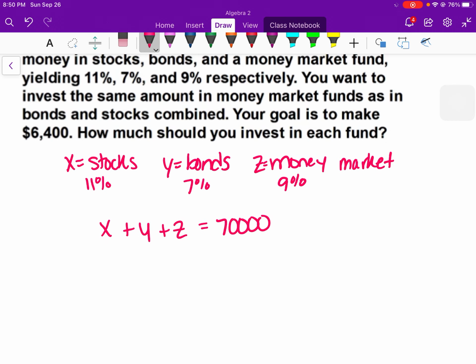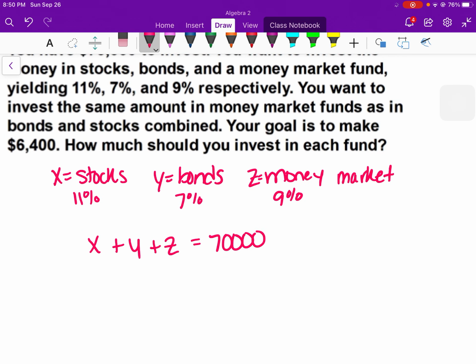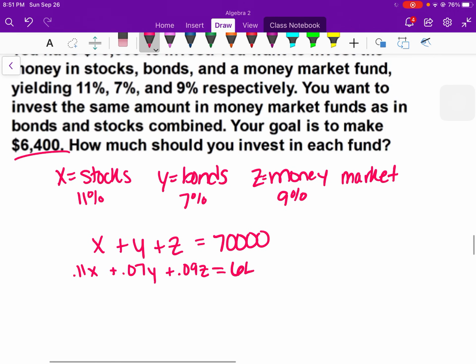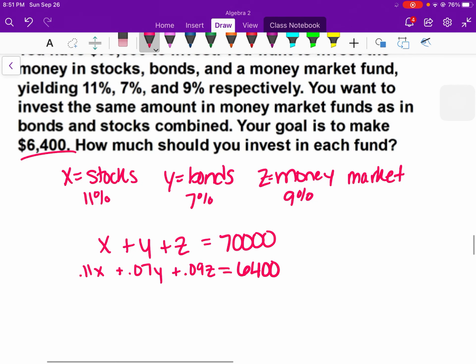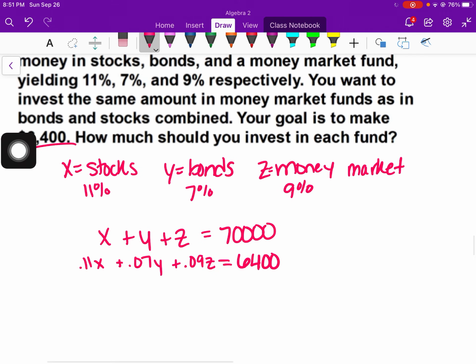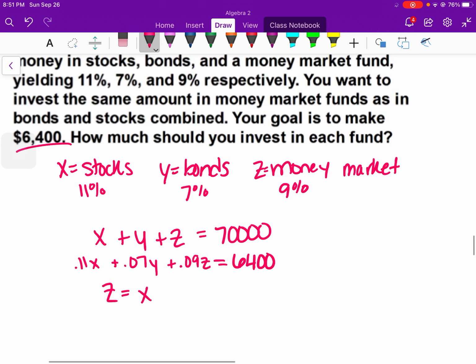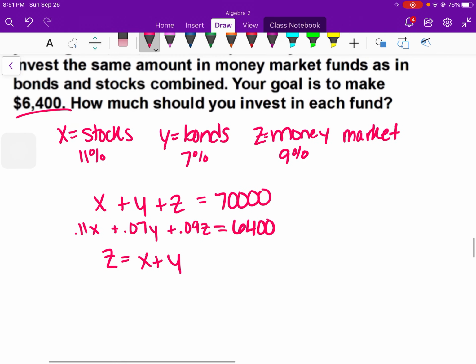And then each percent that you invest, so if you earn 11% on X, 0.07 on Y, and 0.09 on Z, you want that total earnings to add up to $6,400. That's your goal to making that investment. And then you want to invest the same amount in money market as in stocks and bonds combined. So you want your money market account Z to equal your stocks and bonds combined, Y plus X.